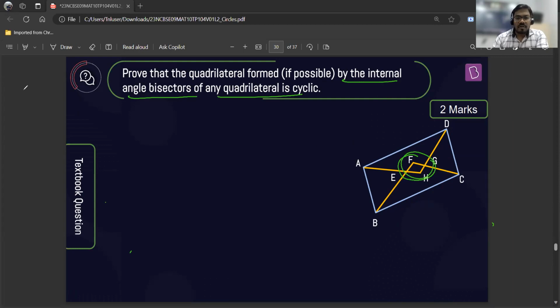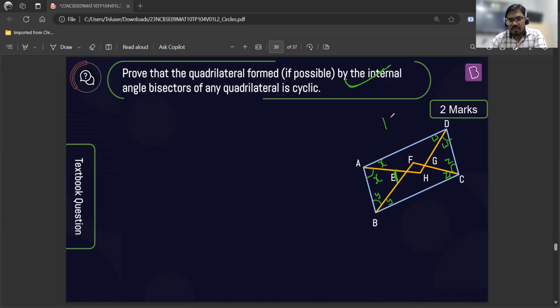Because AH and BF are bisectors of angle A and B, let's take this as X, this also X, this as Y, this also Y, and this as W, and this I'm taking Z. Because they are angle bisectors, which is given. So what is the measurement of this one? What is the measurement of this one?